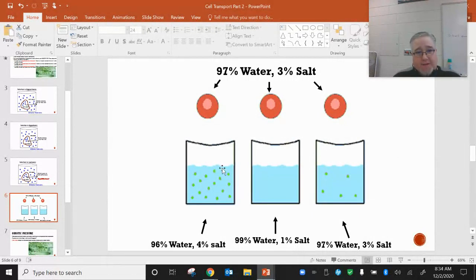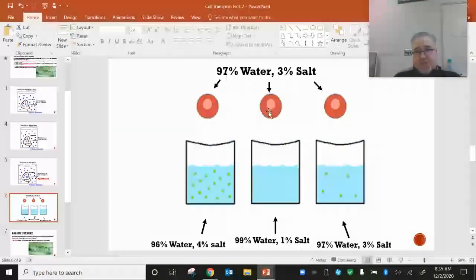Okay, first of all, this environment on the left, you'll notice that it's 96% water. Don't really even worry about the salt. Just look at the water percentage. So if this is 96 and the inside of the cell is 97, imagine what would happen if you put that cell into this environment.